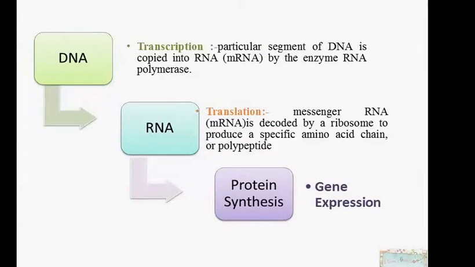So basically what happens is the DNA undergoes transcription, wherein a particular segment of DNA is copied into RNA, that is the messenger RNA. It is taking the message from the DNA by an enzyme, that is RNA polymerase. Then there is a process of translation, wherein the messenger RNA is decoded by the ribosome to produce a specific amino acid chain or a polypeptide chain. This polypeptide chain, once completed, would fold and form a three-dimensional structure into a mature protein. That protein carries out the particular function, and hence we see gene expression.